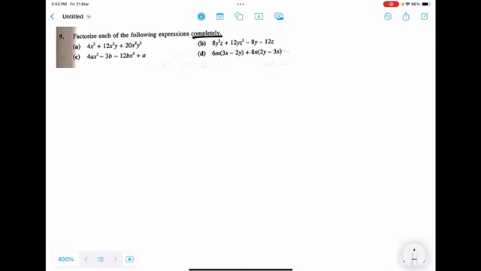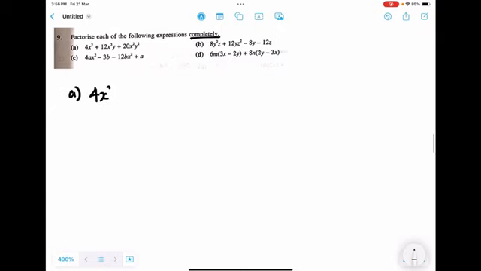Let's start with A. A has 4x squared plus 12x cubed y plus 20x squared y squared. Alright, looking at this, I just want to pay attention to the numbers that I have over here. What I have is 4, 12, and 20. Looking at these numbers, what I want to do is to find a common factor that I can factorize out of all these numbers. Right, and 4, 12, and 20, immediately I know that the factor is 4. 4 times 1 is 4, 4 times 3 is 12, and 4 times 5 is 20.